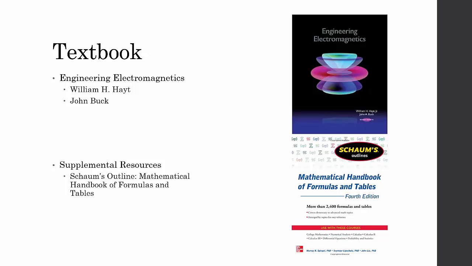The other resource I highly recommend you get, it costs maybe $20 on Amazon, is the Schaum's Outline for the mathematical handbook of formulas and tables. This is the one that I used when I personally took the course, and you can find other math handbooks or other brands, but this is just the one that I grabbed because it was cheapest, and I've actually used it in quite a few courses after EEMAGS, so it is a pretty important book to have.